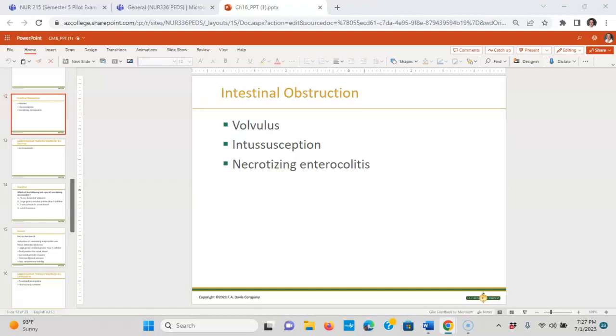Emotional support for mom and dad, because this is a newborn. Use the neonatal pain scale. And then after surgery, you're monitoring the incision site, monitoring the NG tube, and then with the return of bowel sounds, then we can start feedings.